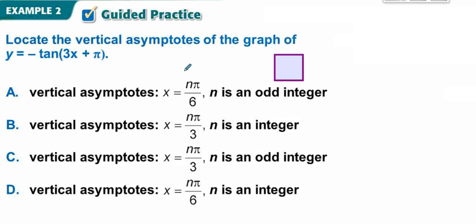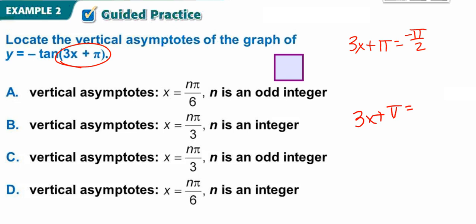Vertical asymptotes. For tangent, the asymptotes are at negative pi over 2 and pi over 2 again. So you take this and you set it equal to negative pi over 2 for the first one. 3x plus pi equals positive pi over 2 for the right-hand asymptote. Help me with the arithmetic. If I subtract 2 pi over 2, what do I have there? Am I right? Yeah. Okay, so x is negative 3 pi over what? 6.